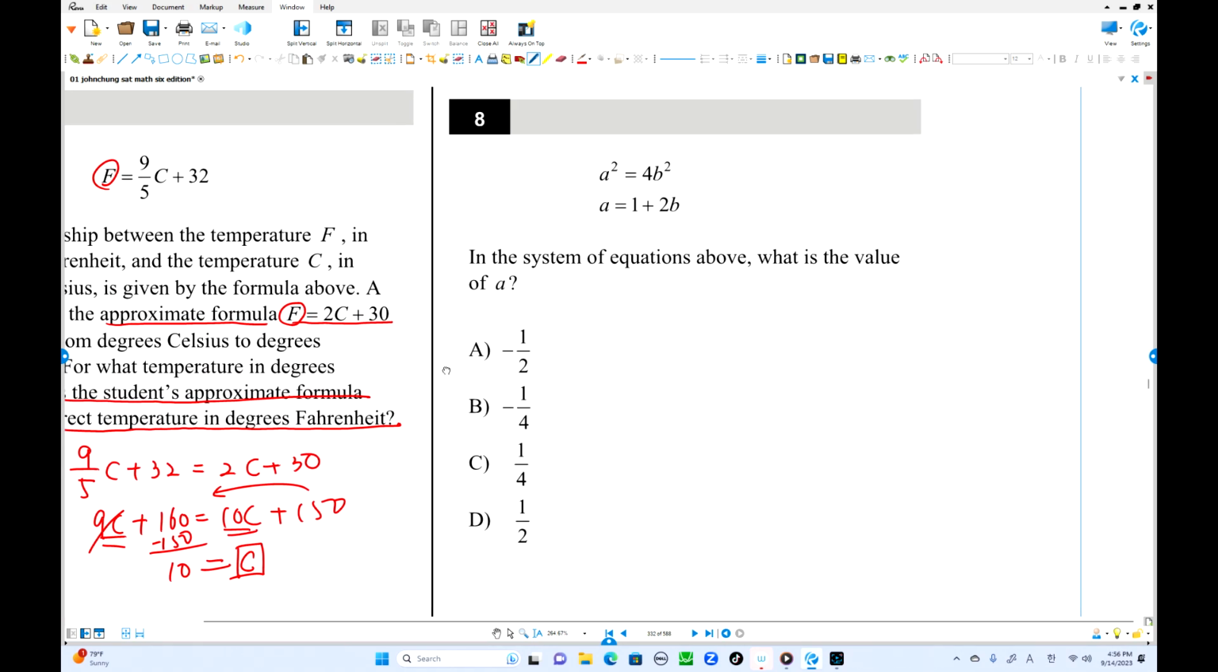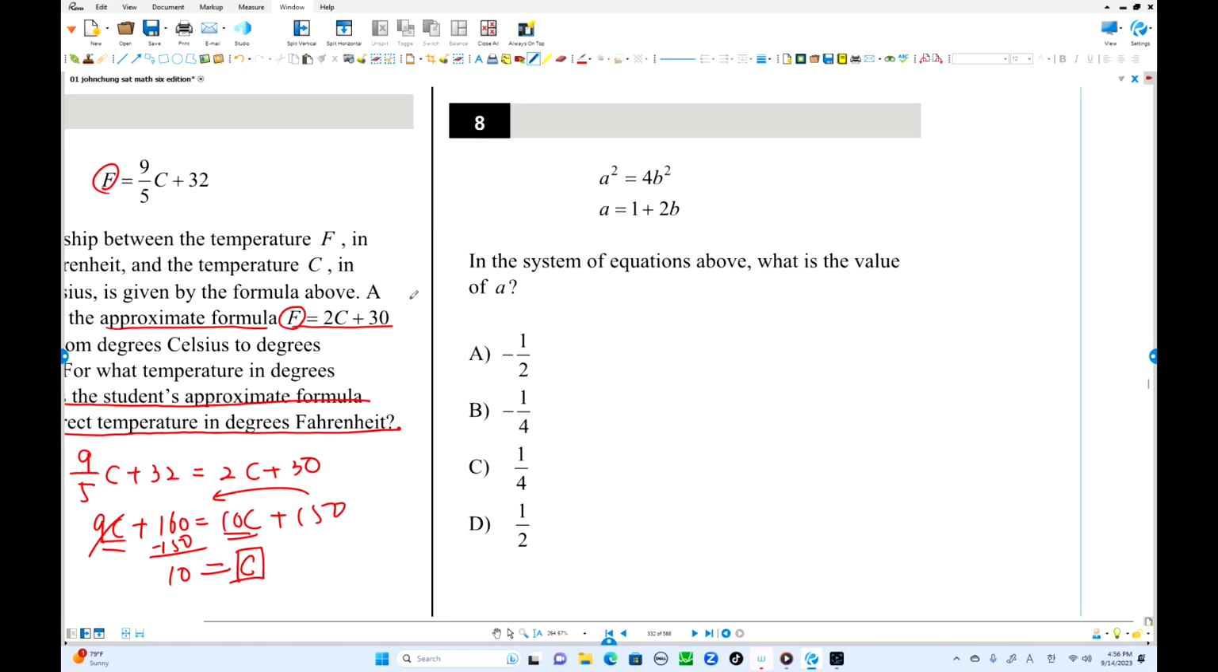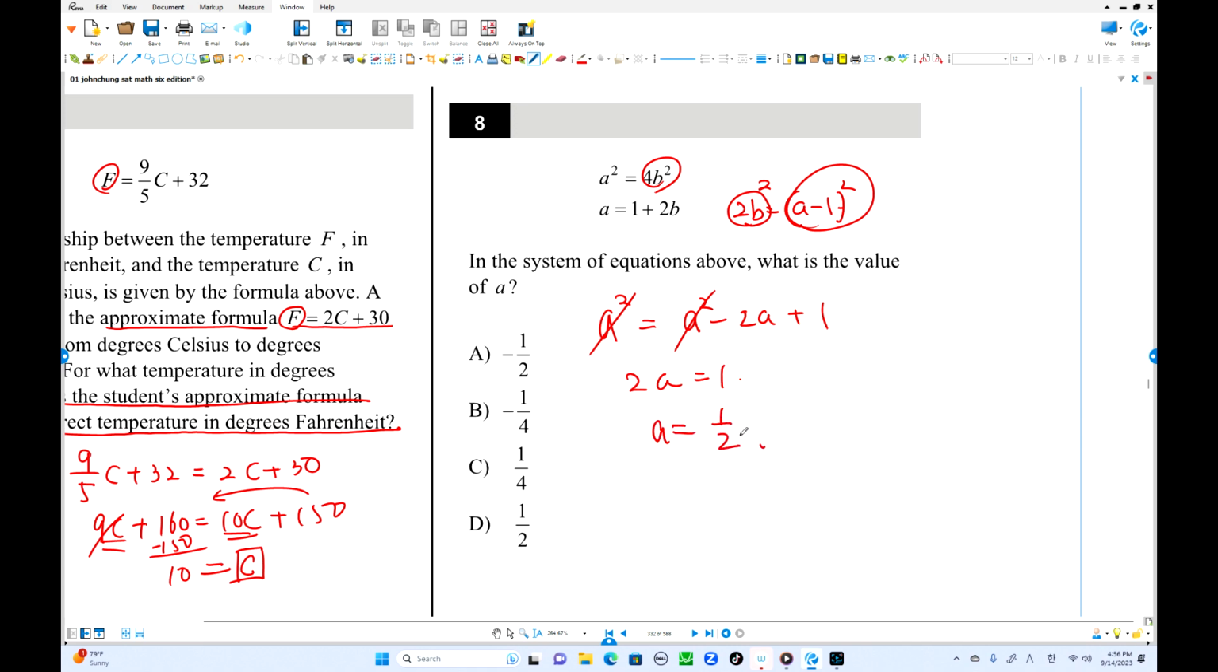This is number 8. With the system of equations, what is the value of A? We're going to find A, so eliminate the value of B. 2B equals A minus 1, isn't it? So (2B) squared is 4B squared, right? On the left-hand side, x squared equals what? A minus 1 squared is A squared minus 2A plus 1. So A squared cancels out, and 2A equals 1. Are you okay with this? So A equals 1 over 2 is the answer. Choice D is the answer.